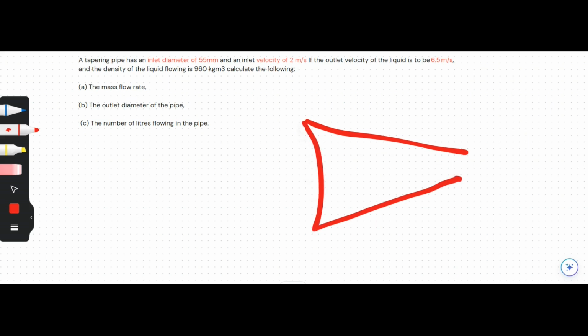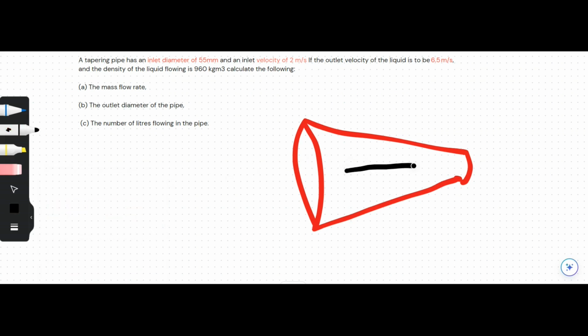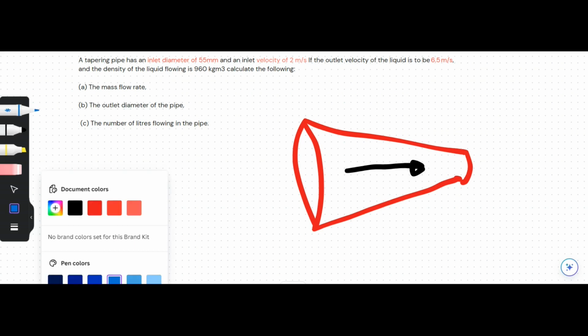So it's a big diameter there and a small one there. Okay, there's the pipe, and it's got stuff coming through it like that. And we need to work out a couple of things.